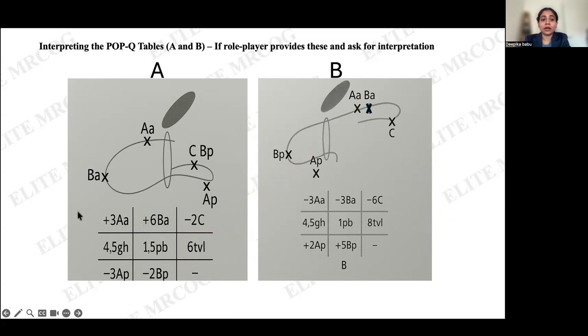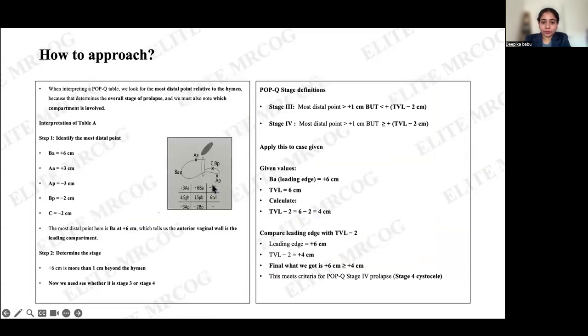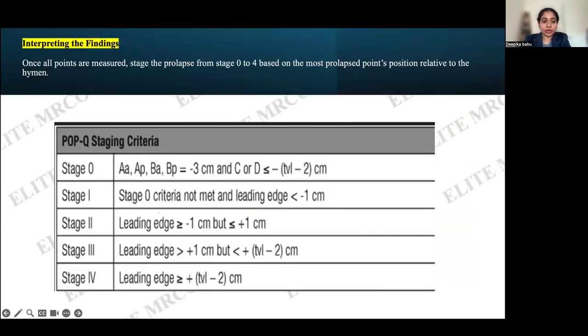That is what they are trying to say here. You can see the stages here. Stage 3 and stage 4 both say the leading edge should be more than +1. So when it is more than +1, it has to be stage 3 or stage 4. To differentiate, look at the total vaginal length and subtract 2 centimeters. If the leading edge is less than total vaginal length minus 2 centimeters, then it is stage 3. If it is more than or equal to total vaginal length minus 2 centimeters, then it becomes stage 4. Clear? It's very easy.